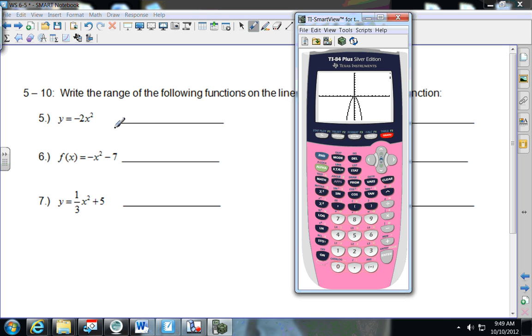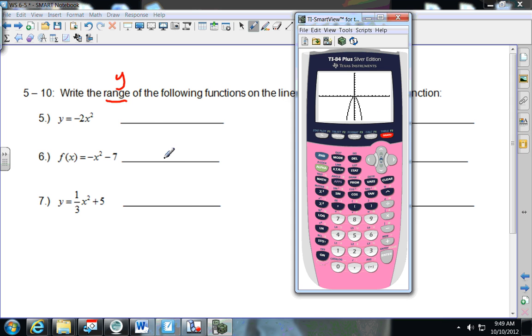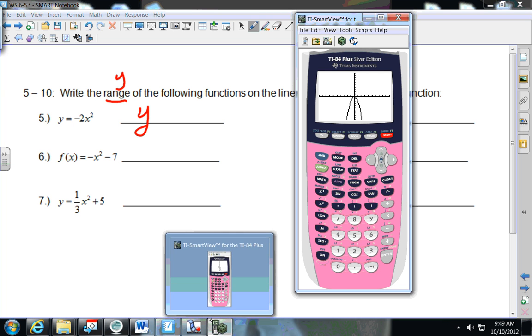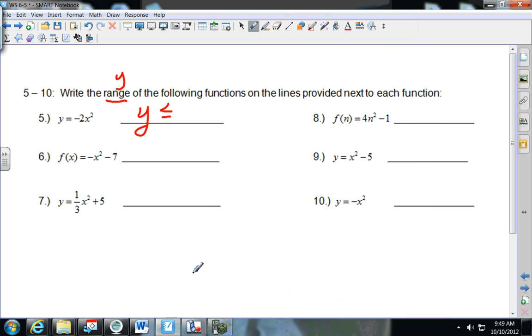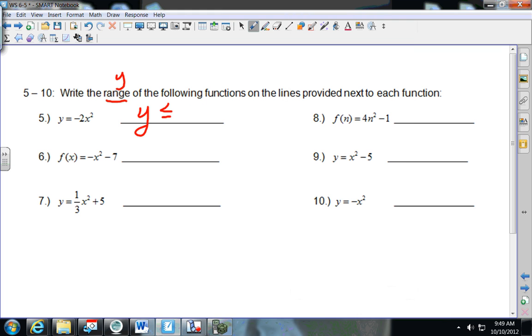Okay, you should be able to tell from the equation, but sometimes it helps to be able to see it. First off, we know that range is the y. So I'm going to start off with y. Does my parabola open upward or downward? Opens downward. So is it less than or greater than? It's going to be less than or equal to. And what is my vertex? The highest point on there is 0 because there's a +0 at the end. So it is 0. Okay, take a minute and do 6 through 10, please.